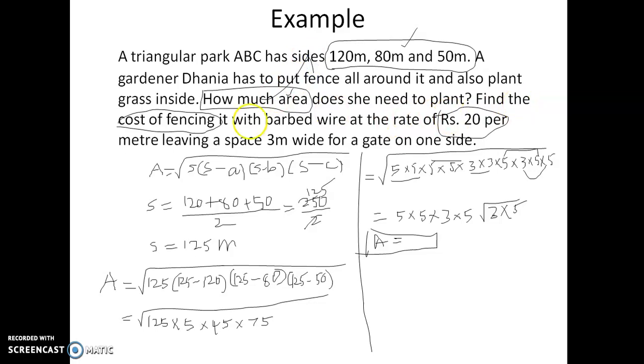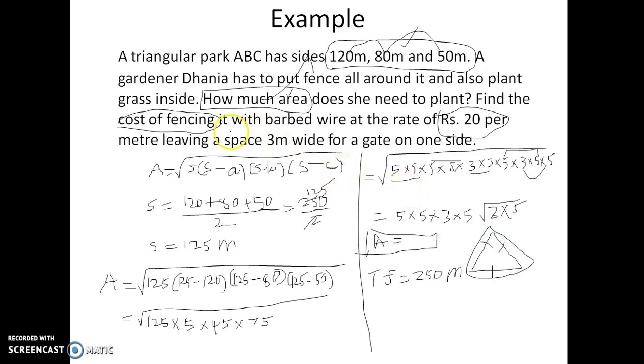And next they are asking to find out the cost of fencing. So what is fencing? Fencing means the sum of the three sides of the triangle. Here the three sides are given, 120 plus 80 plus 50. If you add everything we'll get 250 meter, the total length of the sides.